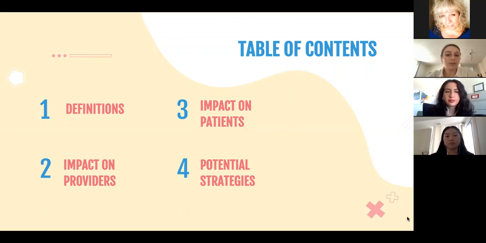So here's a little overview of what we're going to talk about today. We're going to start with some definitions. Then we're going to talk about the impact of weight bias on providers, then on patients, and then we're going to go over some potential strategies to address obesity stigma in clinical care.